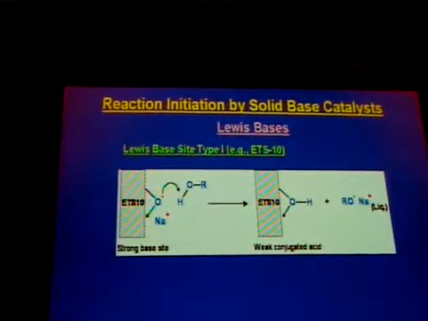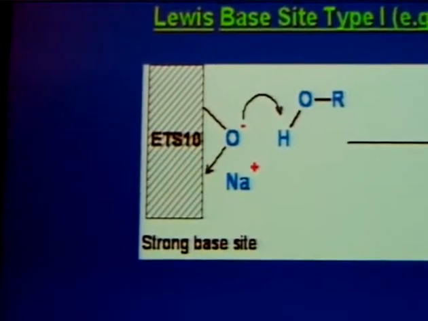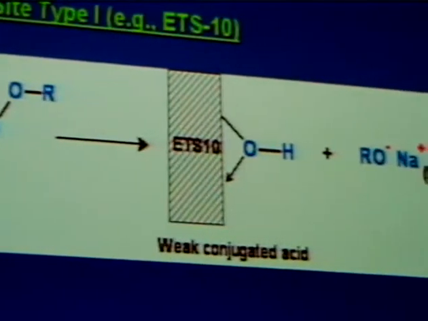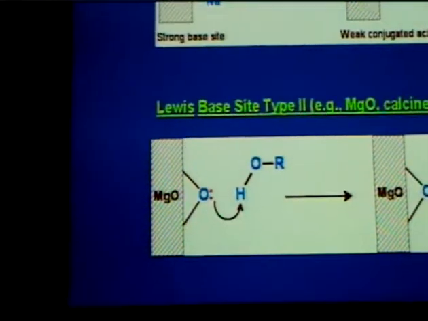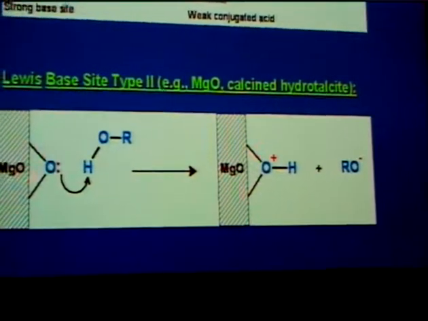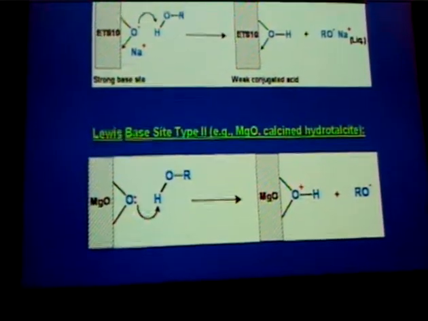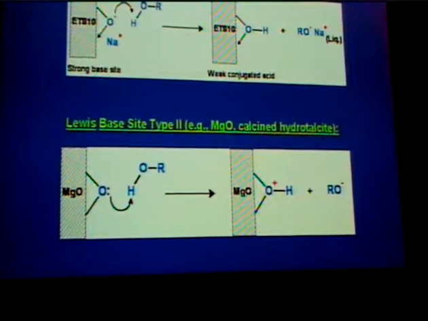So we said, okay, obviously not all heterogeneous catalysts are good for this reaction. ETS-10, I already showed you, is able to leach. So a Lewis base like ETS-10 leaches the catalytic sites, no good. The other Lewis bases that are ionic like this one, well, they are ionic to some extent, but they seem not to leach at low temperature, are MgO and calcined hydrotalcites.